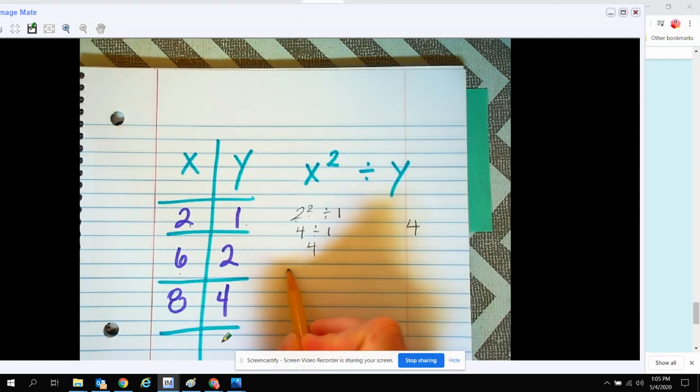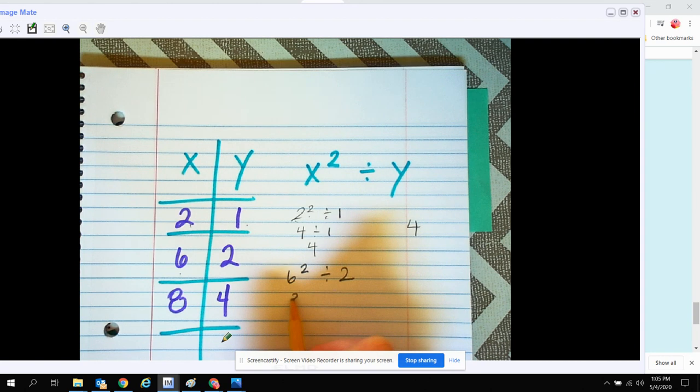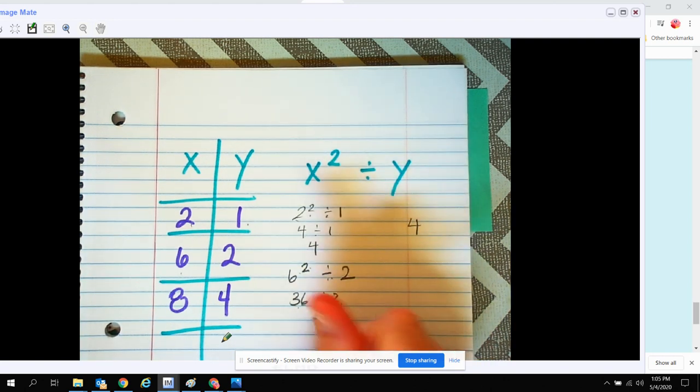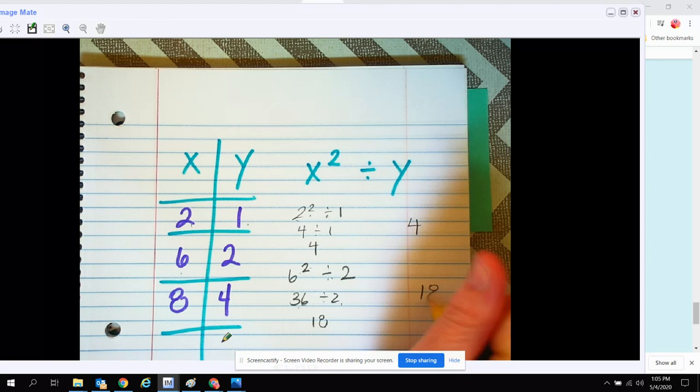Then I'm going to plug in my next set of coordinates. So I have 6 squared divided by 2. 6 squared is 36. I always have to do the exponents before I can do any division. Divided by 2, 36 divided by 2 is going to be 18. So my second value is 18.